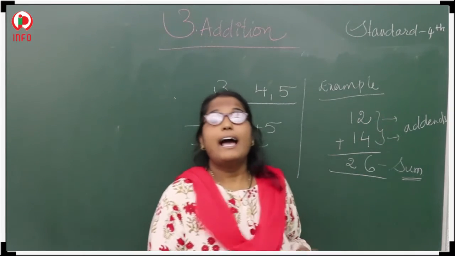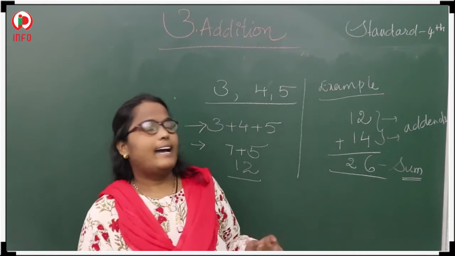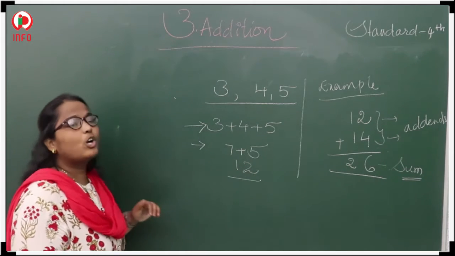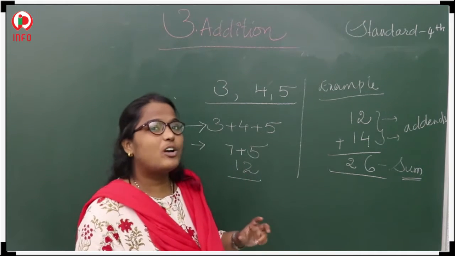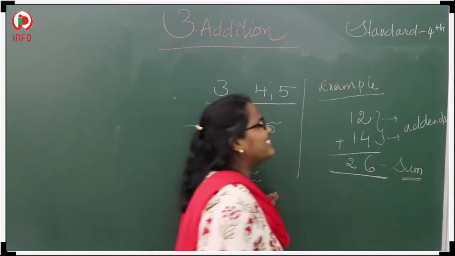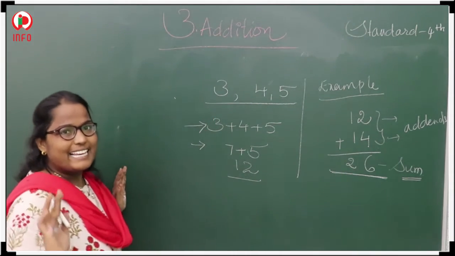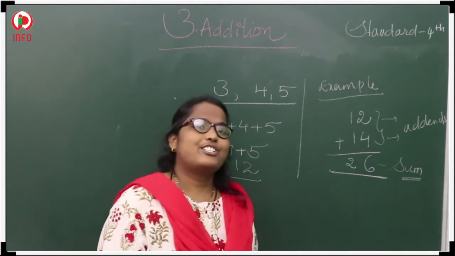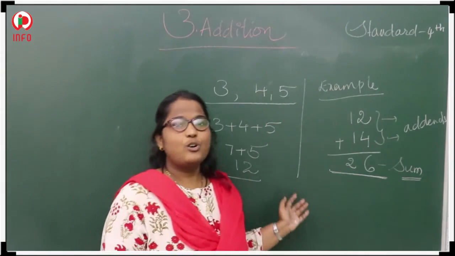What do we call them, children? Addends. Keep these things in your mind very clearly: these 2 are called addends. Whatever numbers we are adding are called addends, and the final answer we get is called the sum. So this is the basic introduction of addition. Now we will go through the properties of addition.